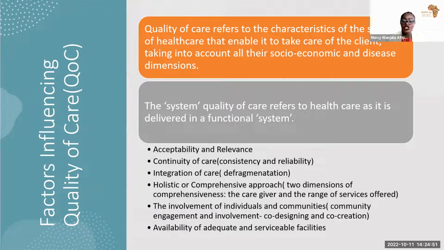Then the other dimension is the range of services offered. Because if you are not able to offer 80% of services at the primary healthcare level, then you cannot say that you have achieved comprehensiveness. And this is an important thing because a patient does not need to be referred through 3 different levels of care for them to maybe get a lab service or an imaging service. That now takes down the quality of care dimension of whatever service you're offering.